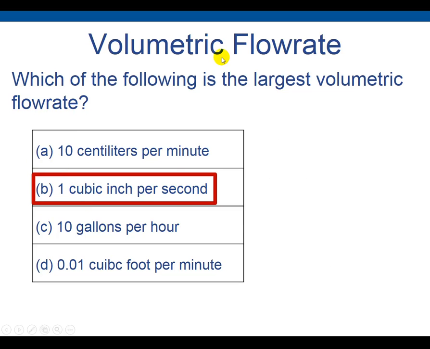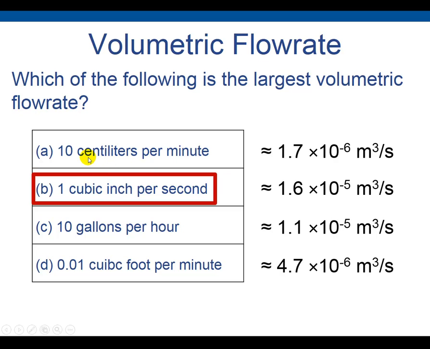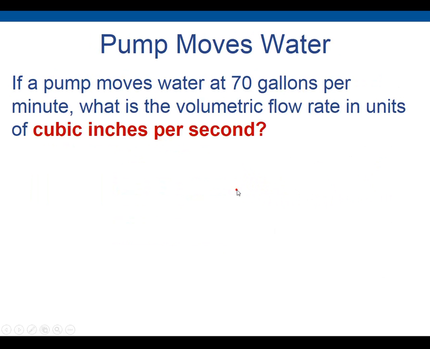Last one is the volumetric flow rate. So you can see 10 centimeters per minute. Okay, 1 cubic inch per second. Let me see. Oh, it should be cubic centimeters. It should be cubic centimeters. And the gallons per hour, cubic foot per minute. So we can convert it: volume divided by time is the volumetric flow rate. So the largest one is this. Okay, number B.